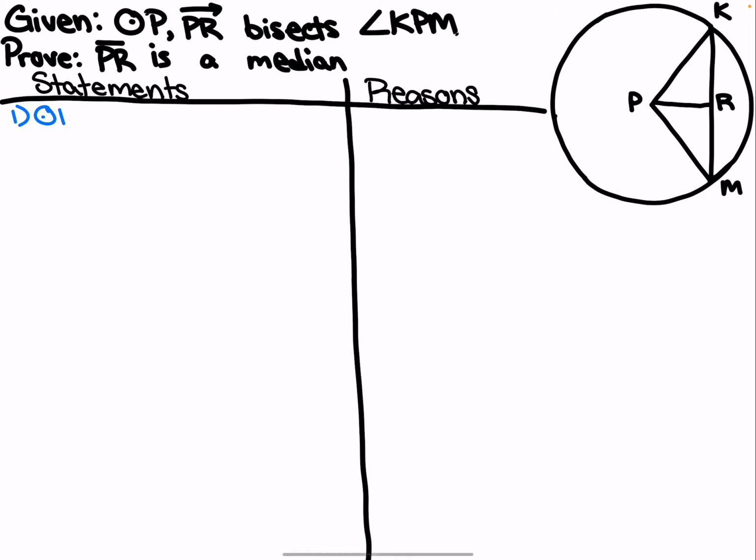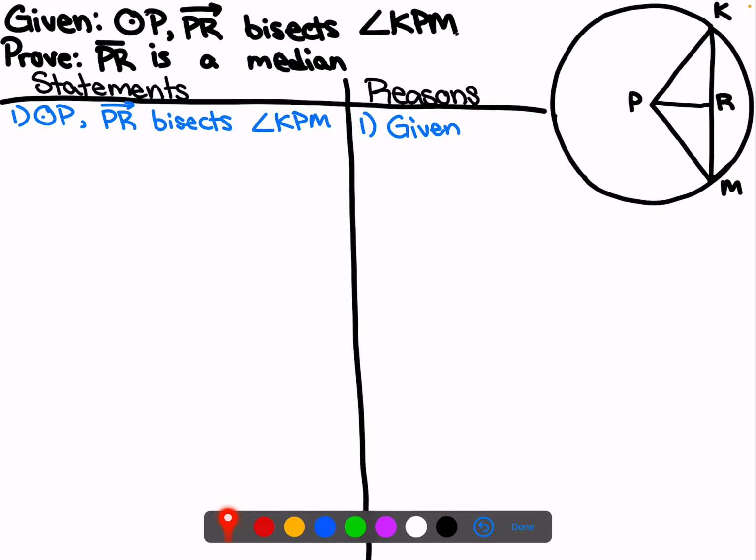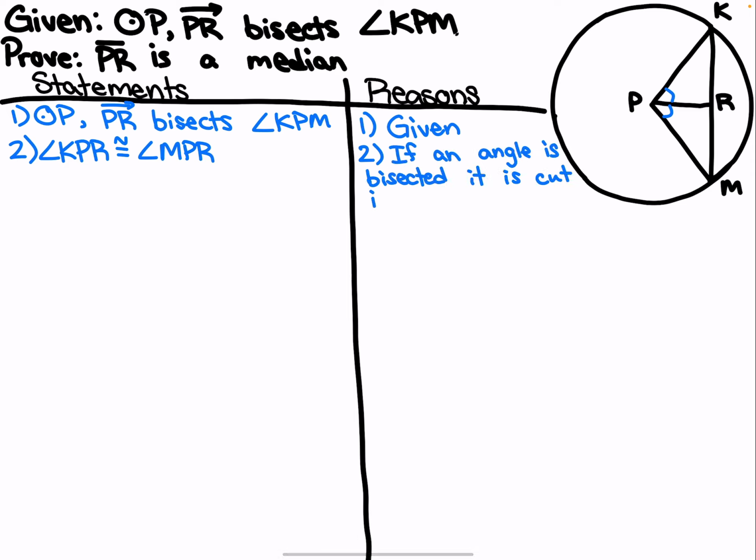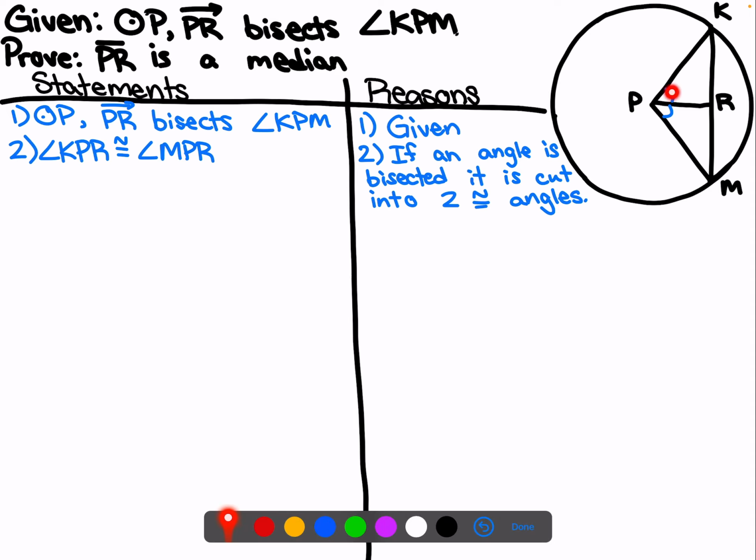So to get started, we write out our givens, circle O, and that PR bisects angle KPM. Now, from here, if PR is bisecting angle KPM, that would mean that it's cutting this angle in half. So angle KPR is congruent to angle MPR, and that's due to the definition of an angle bisection. If a ray is bisecting an angle, then the angle is being cut perfectly in half. Now, at this point, we're also given circle O. Now I see that we have a couple radii here. So I can say that those radii are congruent. Our radii are segments PK and segment PM.